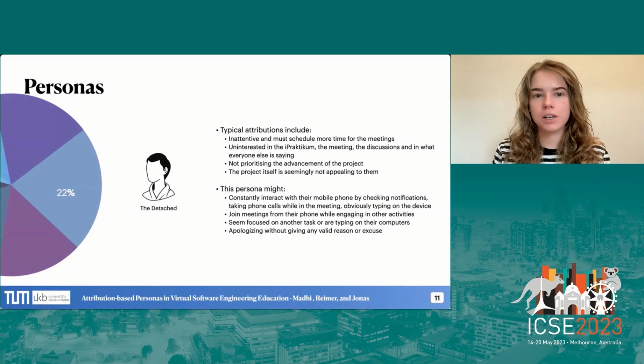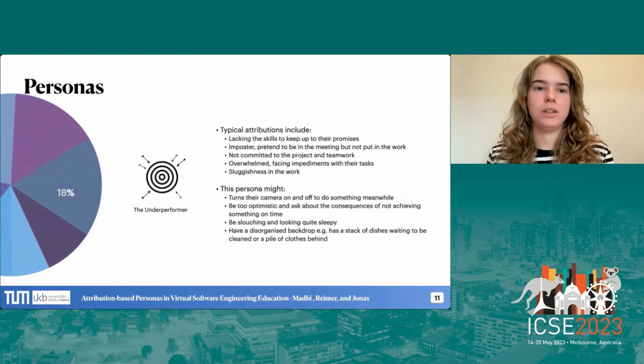They would also not prioritize the advancement of the project, and basically the project itself would not be appealing to them. And behavior that causes these attributions might be constantly interacting with the mobile phone, joining meetings while engaging in other activities such as walking around, just seeming to be focused on another task, or also apologizing without giving any reason. Then the next persona would be the underperformer.